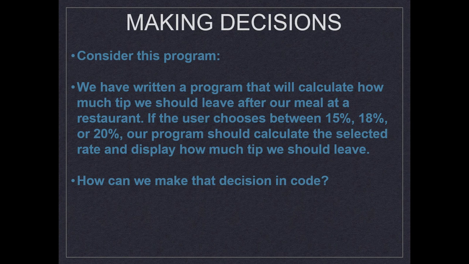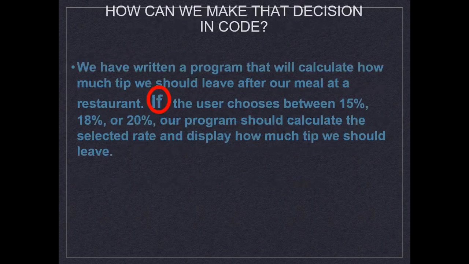So what if we allowed, we're getting more towards an ideal model here of what a receipt should be, and we give the user now a choice, right? We give them a choice of either 15, 18, or 20% tip. Okay? Perhaps we even added in 0 if they don't want a tip. So we have all these choices. How can we represent these choices in code? So again, if the user chooses between these rates, if. And that's just it right there.